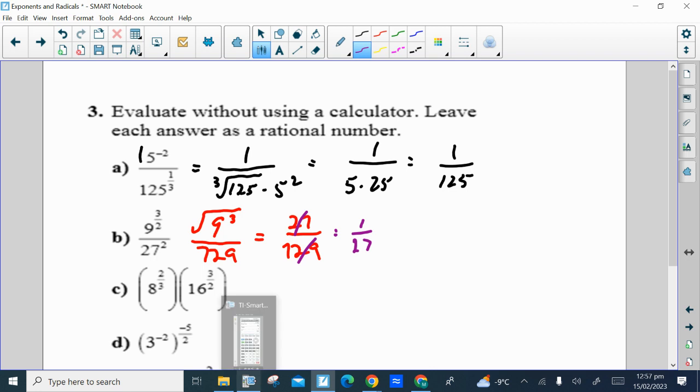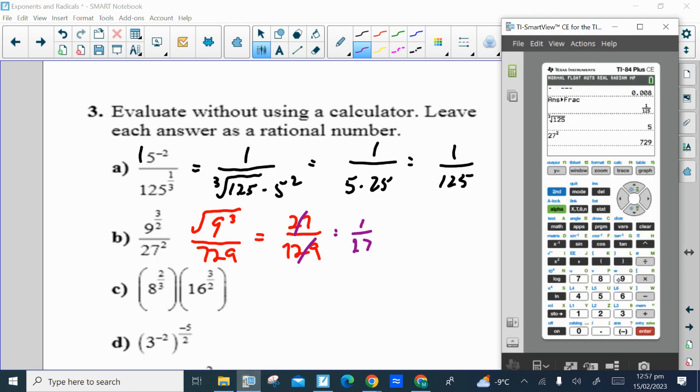Now again, I could have put this in my calculator at the start. 9 to the power 3 over 2, and that's divided by 27 squared. It gives me that decimal. Well, the answer I got was 1 over 27. If I put that in, I get exactly the same decimal. So I'm just using the calculator to check. The answer we got is equivalent to what we started with.